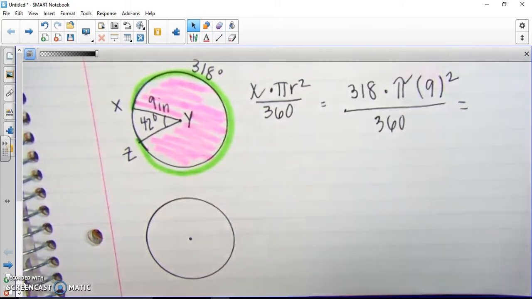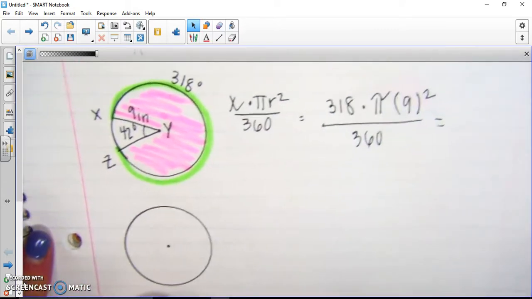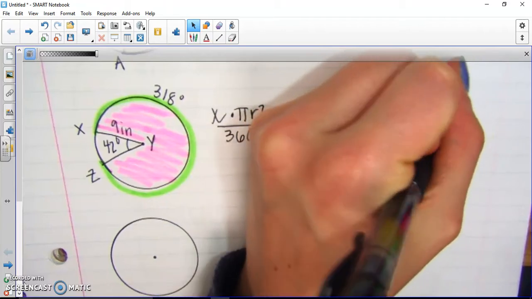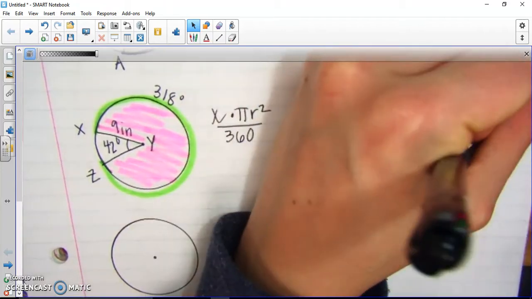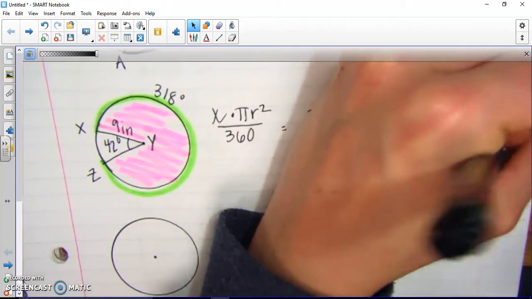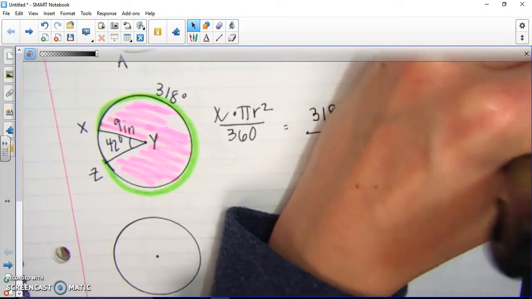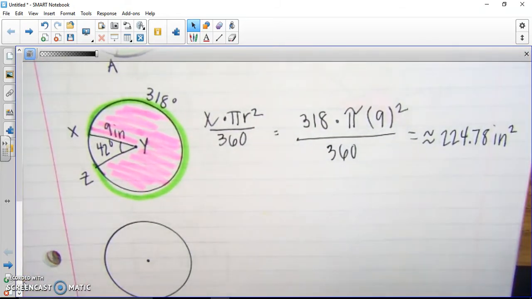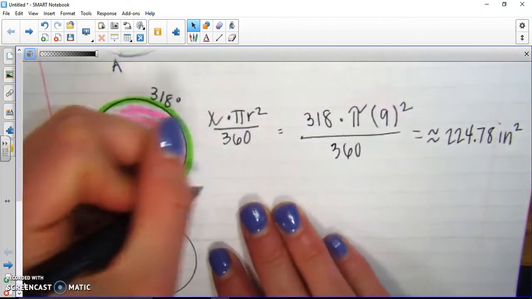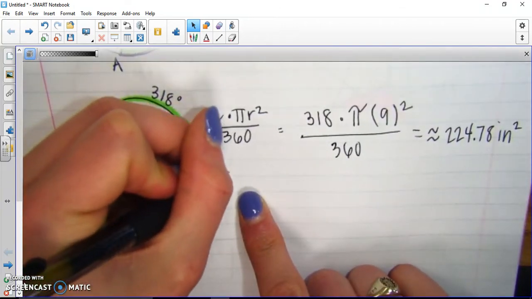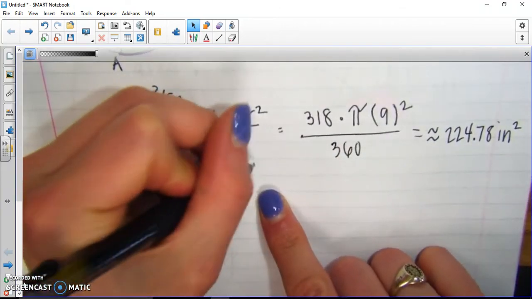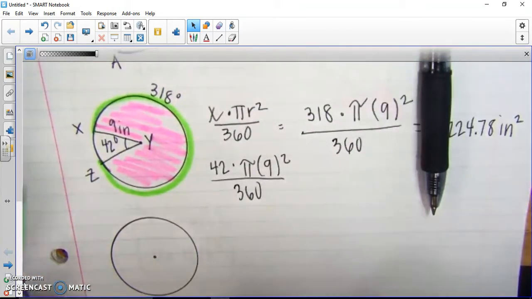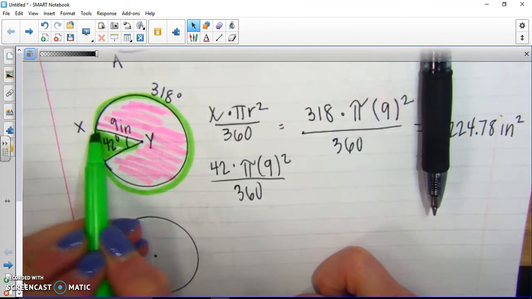All right, let's go ahead and figure that out. We'll round it to the nearest hundredth. We should get that the area of this sector is approximately 224.78 inches squared, or square inches. Awesome. So again, if you wanted to do it the other way, you could totally use this 42 times pi times 9 squared over 360, because that would give you the area of this sector.